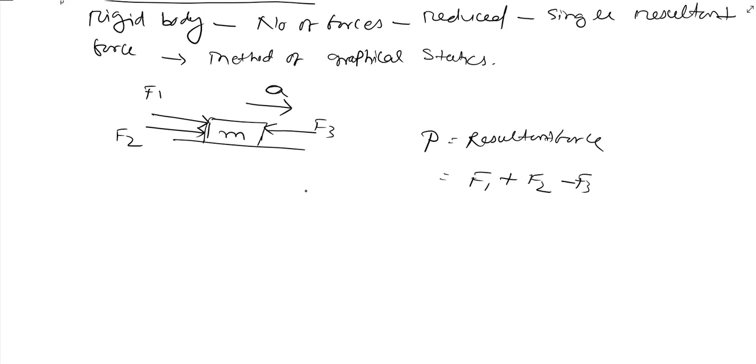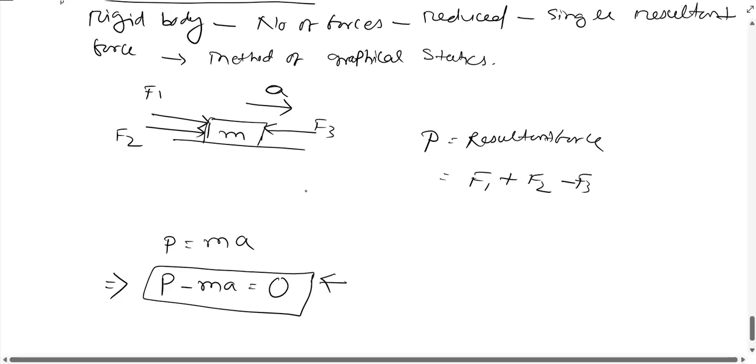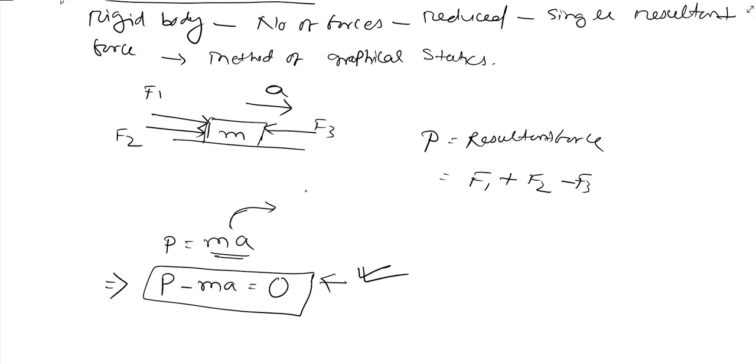So by the help of D'Alembert principle, we can write this equation as P equal to ma, or P minus ma equal to 0. So this is nothing but the equation of motion of the body. Why ma? Because the body is moving with an acceleration of a, it will produce some force. ma is the force. So the resultant force equals mass into acceleration. This is the D'Alembert principle.